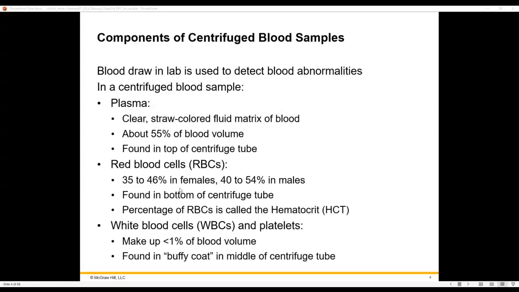So in the centrifuge, we spin the test tube, and heavier materials go to the bottom of that test tube. The red blood cells are 35 to 46% in females and 40 to 54% in males. They're found at the bottom of the centrifuge tube. The percentage of red blood cells is what we call the hematocrit. You've probably seen that written on some of the work that's been done on your blood. White blood cells and platelets make up less than 1% of the blood volume, and they're found in what we call the buffy coat, which is in the middle of the centrifuge tube.